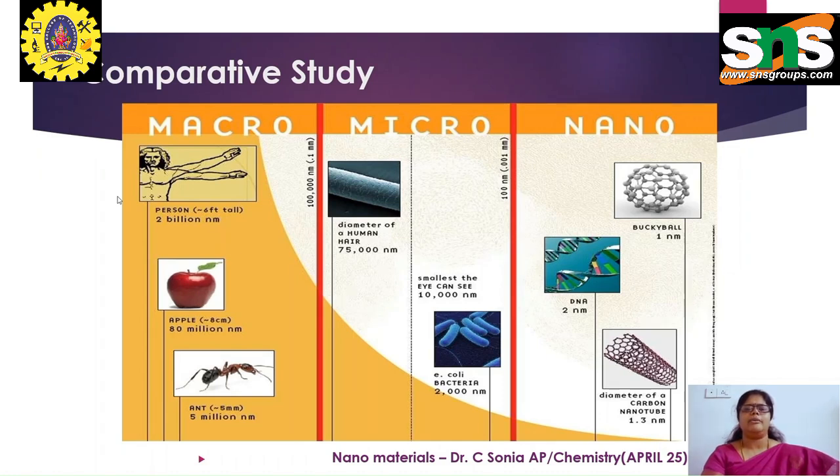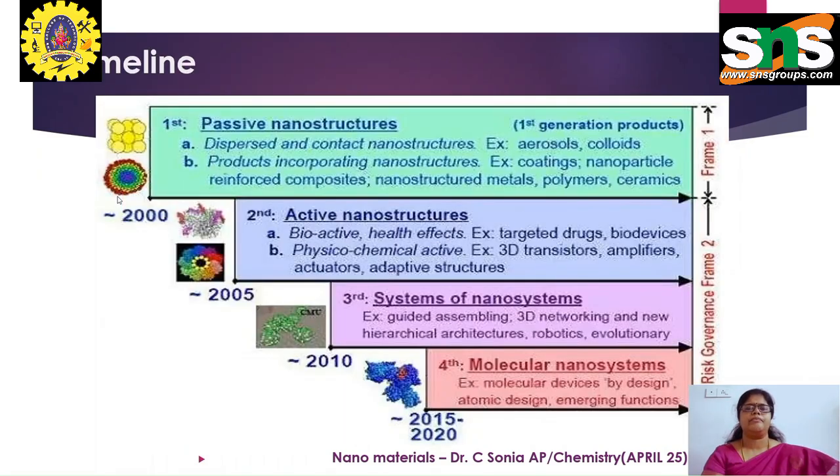In the micro scale range, the diameter of the human hair is about 75,000 nanometers, and the smallest thing the eye can see is 10,000 nanometers. An E. coli bacterium is about 2000 nanometers. Then in the nano scale range, the buckyball is in the 1 nanometer range, the DNA strand is in the 2 nanometer range, and a carbon nanotube is about 1.3 nanometers.